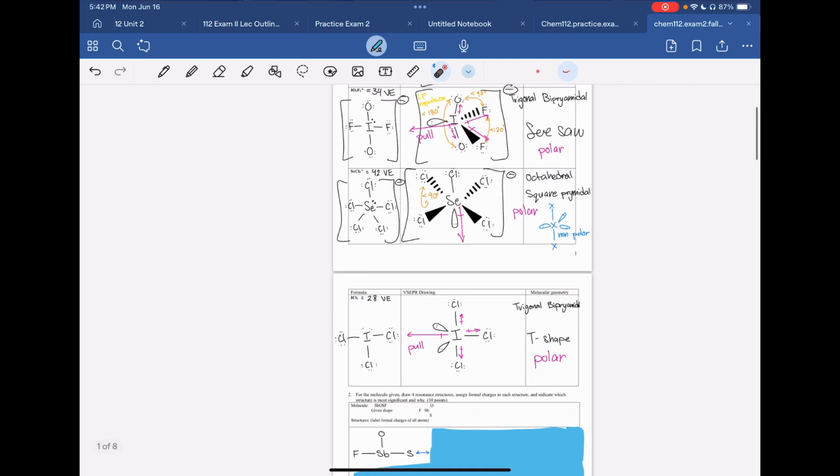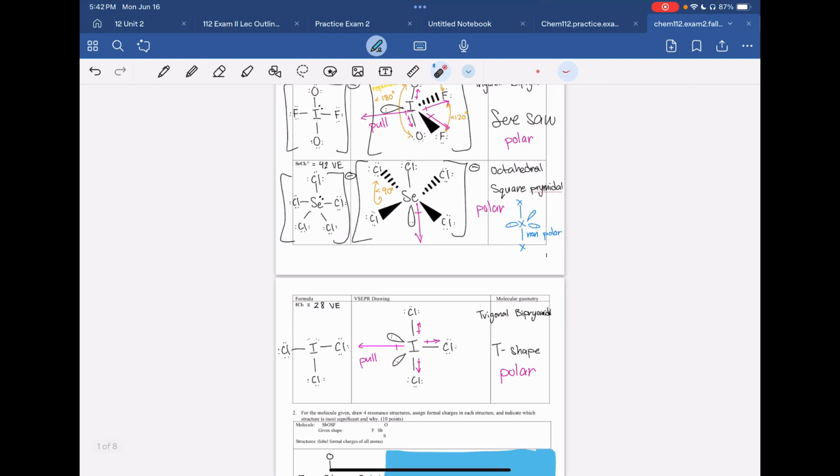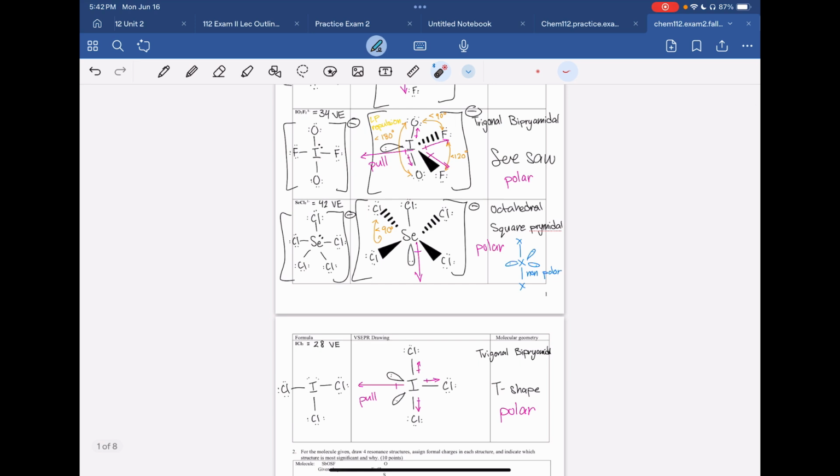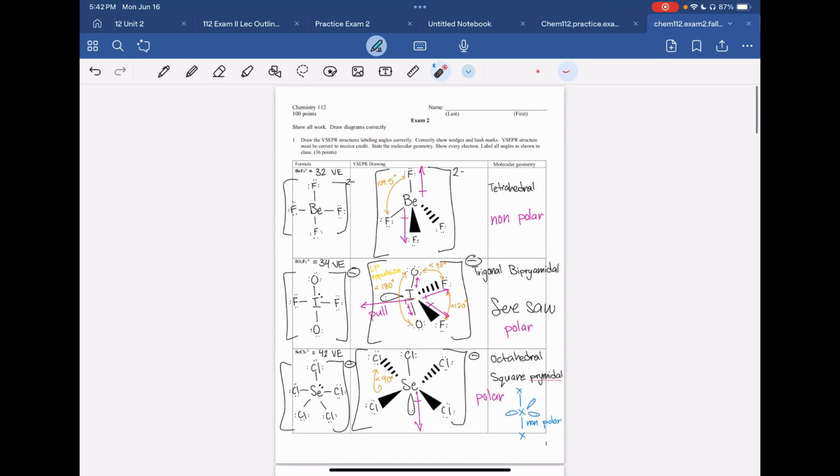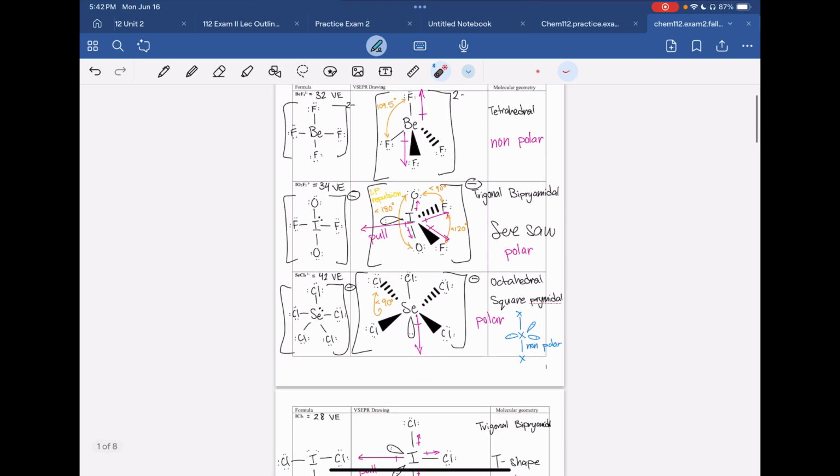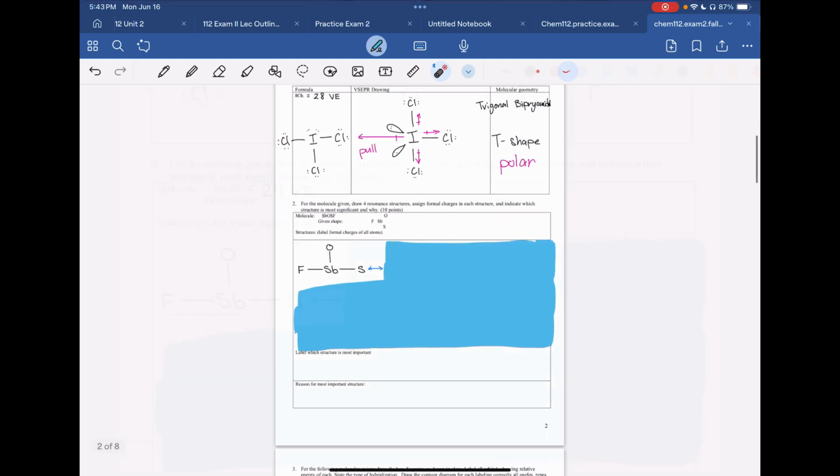Okay, that's it. And I swear, don't be doing math on this part of the exam. You don't need it. And that's it. Let's move on to the next question.